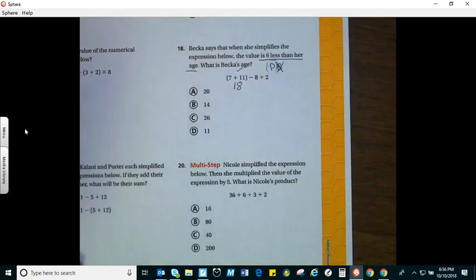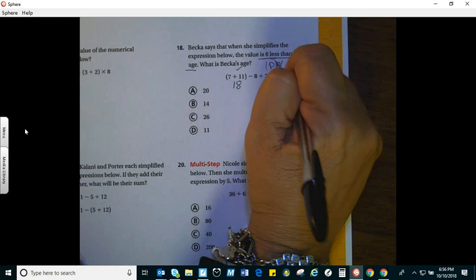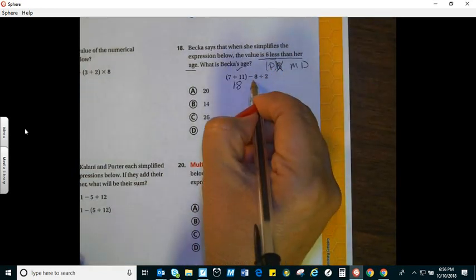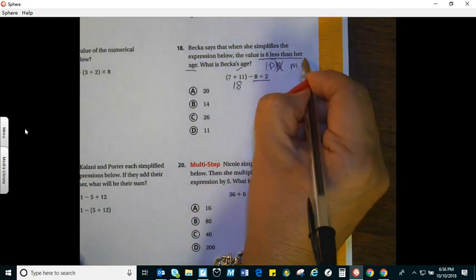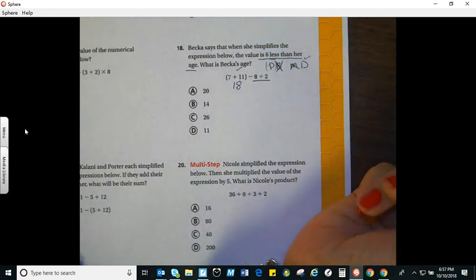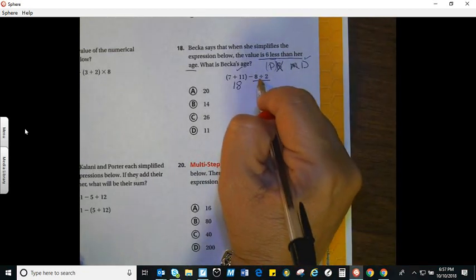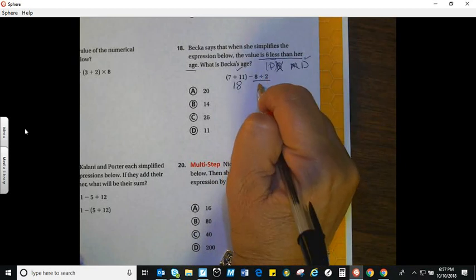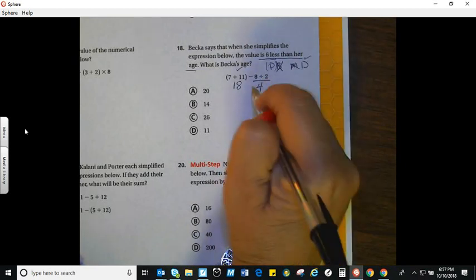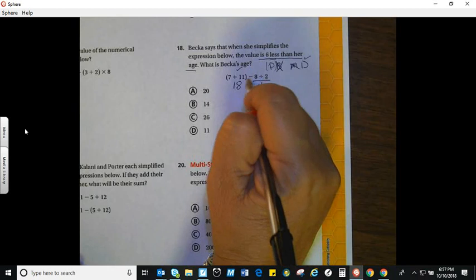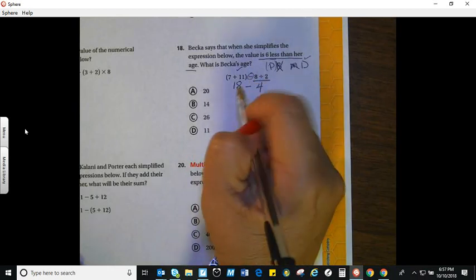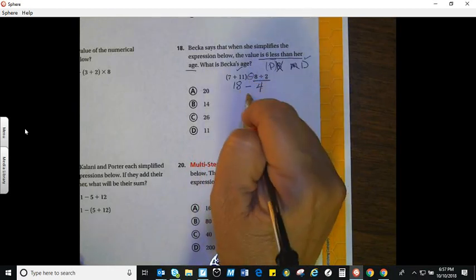What am I going to do next? It says I need to multiply or divide. Well, look at this. I have my division. I don't have any multiplication. I have division. 8 divided by 2 equals 4. So now I have to subtract that out. 18 minus 4 is 14.